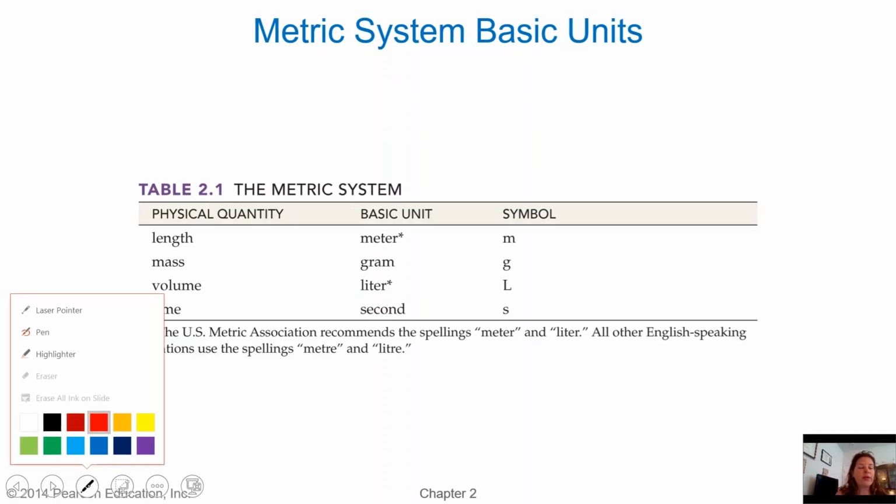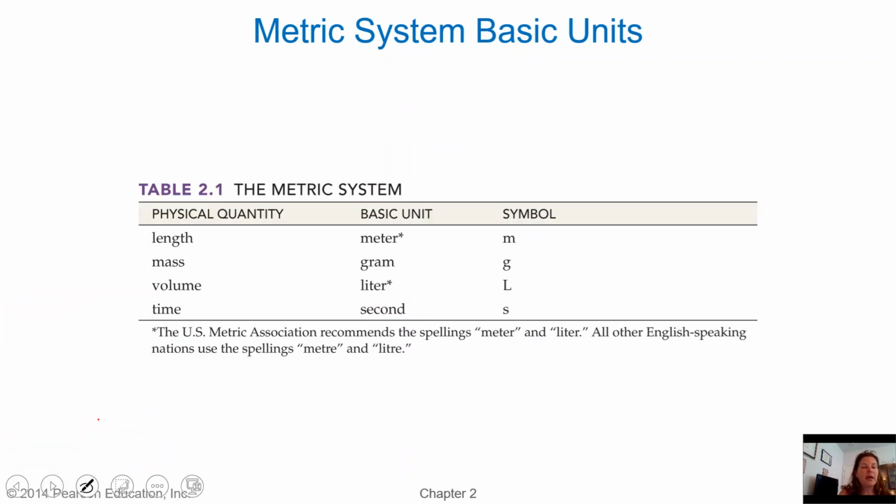This is what we use for our metric system. For length, we're going to be using meters. For mass, grams. For volume, liters. For time, seconds. I'm going to add to this for pressure. We're going to be using what we call ATMs, which is atmospheric units. And then we'll be using moles, but we'll get into that at a much later date.